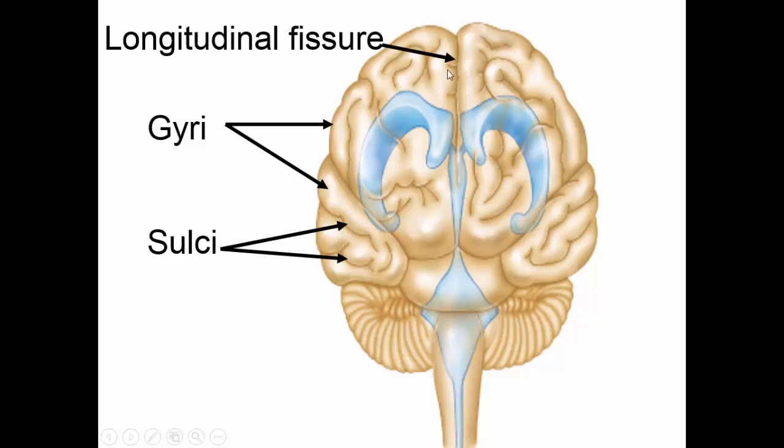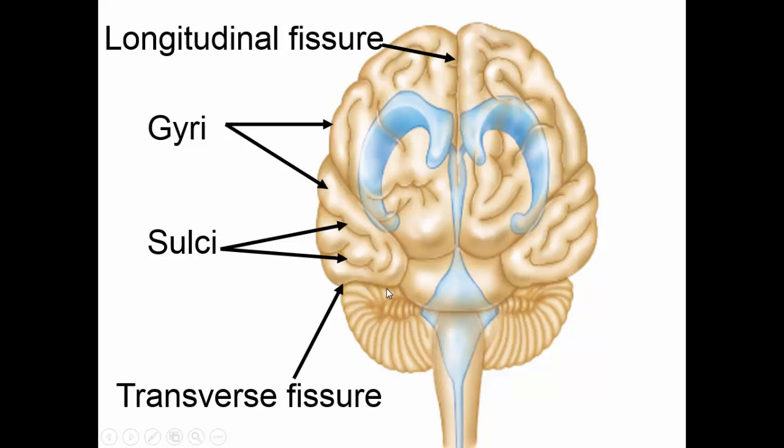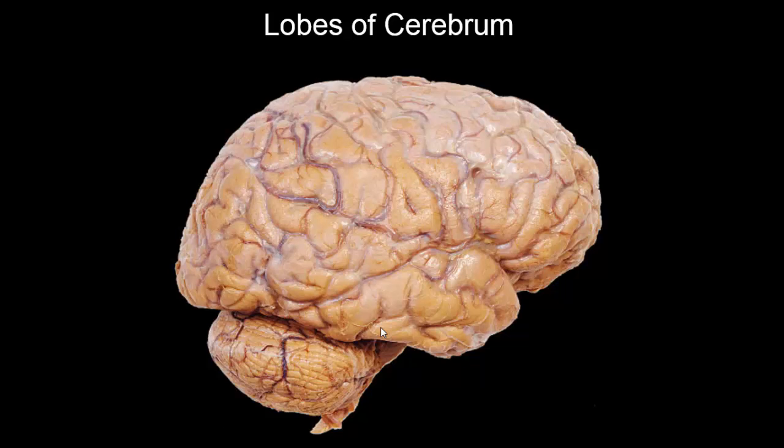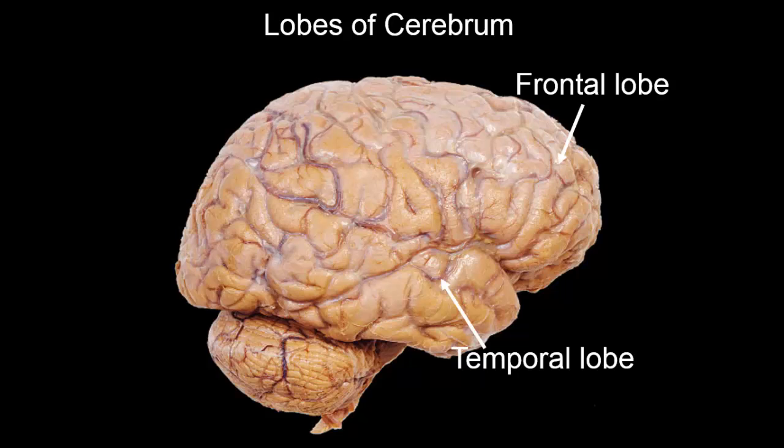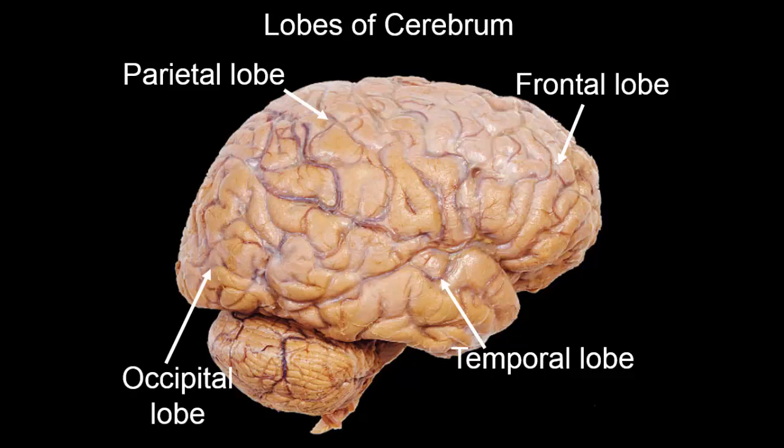So we have the longitudinal fissure. This will divide the cerebrum into right and left hemispheres. And then we have the transverse fissure. This is the rather deep groove between the cerebrum and the cerebellum. The lobes are named for the bones under which they lie, and there are some sulci that are a little deeper that help define these. The frontal lobe would be under the frontal bones, the temporal lobe would be underneath the temporal bones, the parietal lobe would be underneath the parietal bones, and the occipital lobe would be underneath the occipital bones.